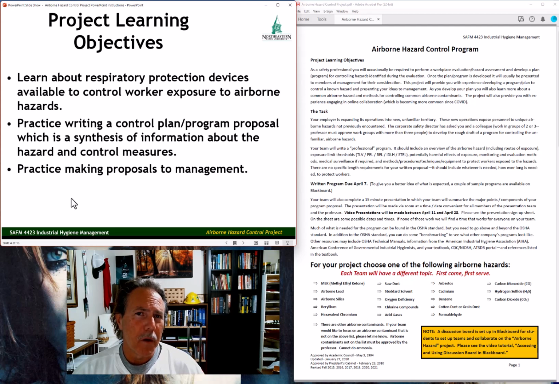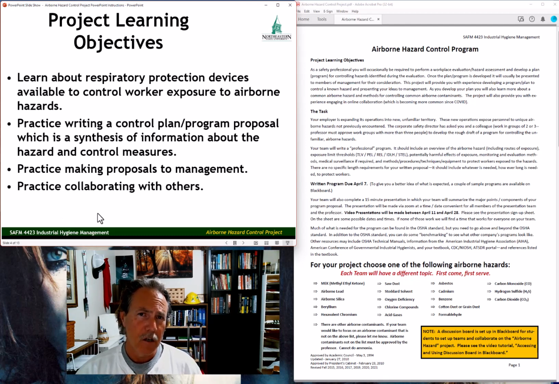You will also get a little bit of practice making proposals, management types of presentations. Practice collaborating with others is very important. Once you're out there and you get your first full-time job at the safety professional level, you're not going to be this lone wolf doing all this by yourself. You'll be working with other people. As you work with other people, you'll be expected to pull your weight, to do your part, to successfully complete the task, the assignment, the project, whatever it might be.